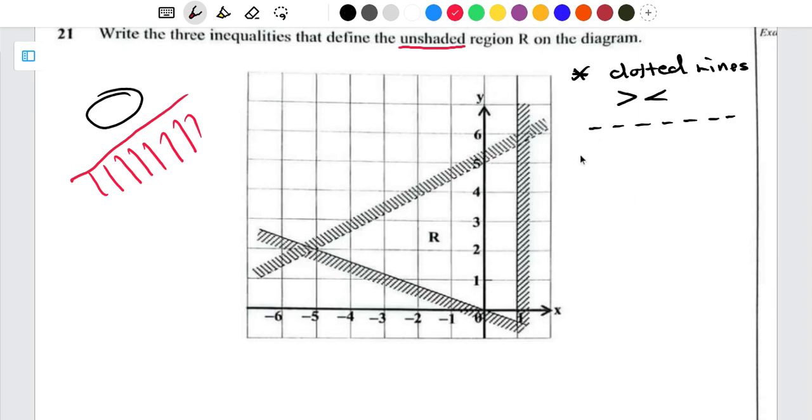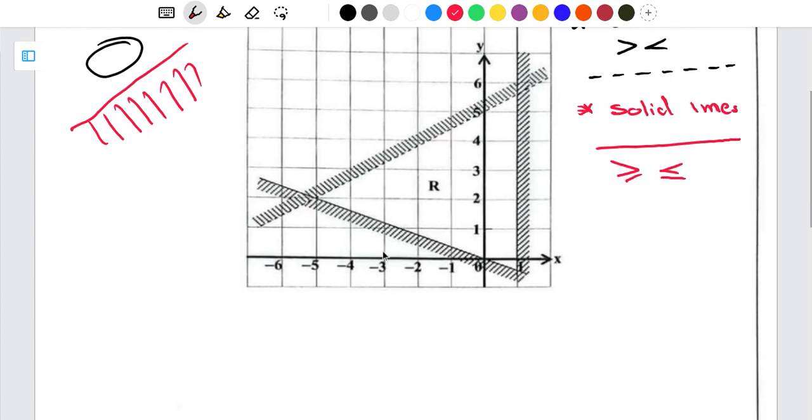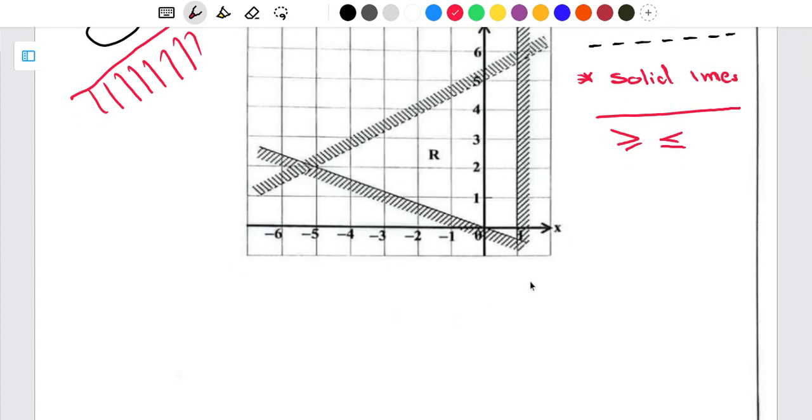Then number two, when you're talking about solid lines, what are you supposed to do? A solid line looks something like this. So you're supposed to use greater than or equal to or less than or equal to. As simple as that. So let's say for example, this is the XY plane.